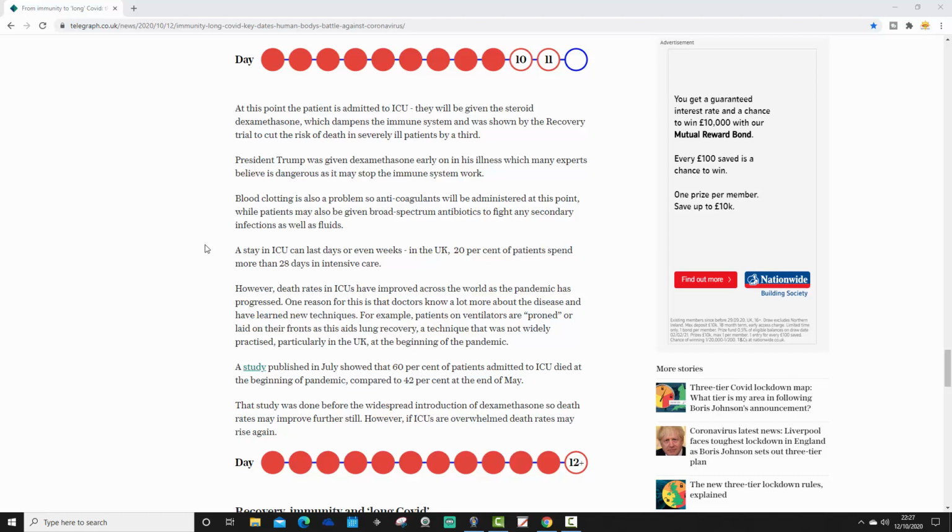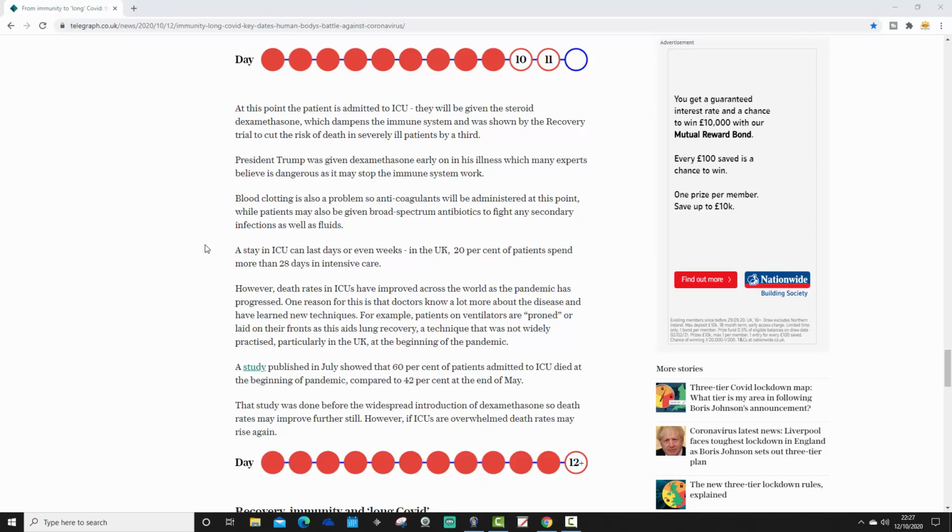Blood clotting is also a problem with COVID-19, so anticoagulants will be administered at this point. A patient may also be given a broad spectrum antibiotic to fight any secondary infections, as well as fluids. A stay in ICU can last for days or even weeks. In the UK, 20% of patients spend more than 28 days in intensive care.